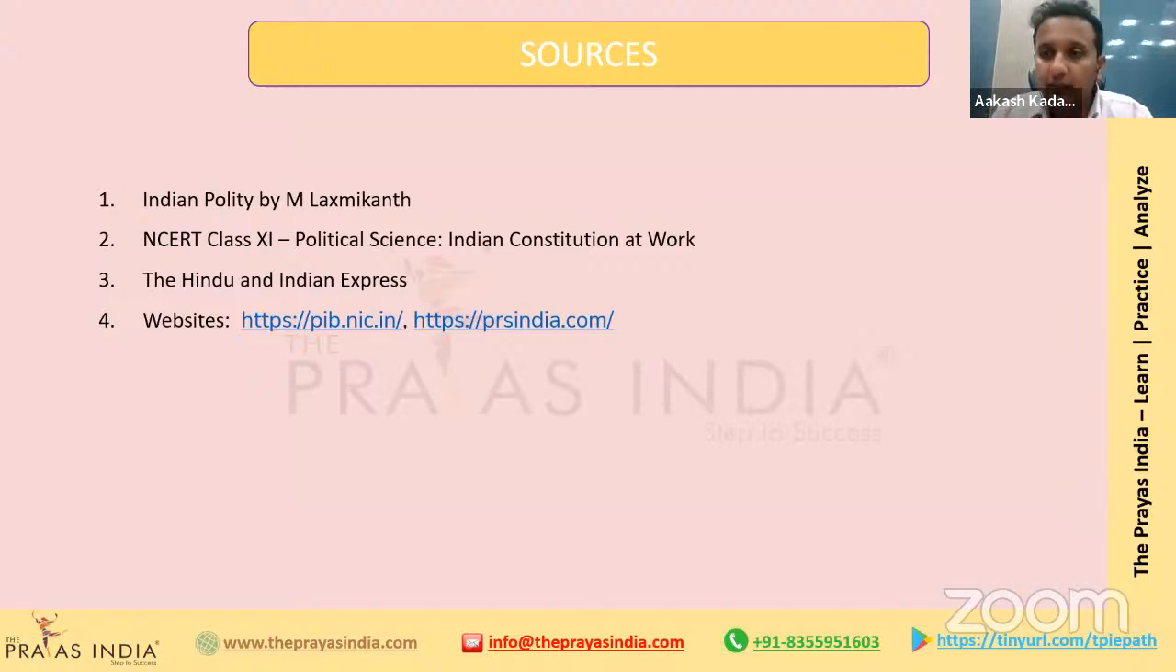But apart from that, on one hand you have to go on reading these books. On the second hand, you have to read the current affairs on a very, very daily basis, and the best source to be in touch with the current affairs is to read the newspapers on a daily basis. The standard newspapers for the UPSC are The Hindu and the Indian Express.